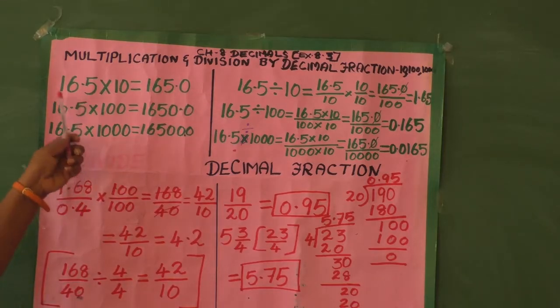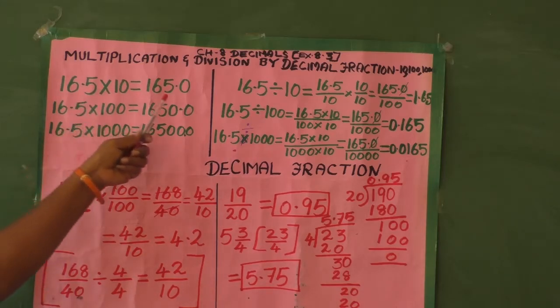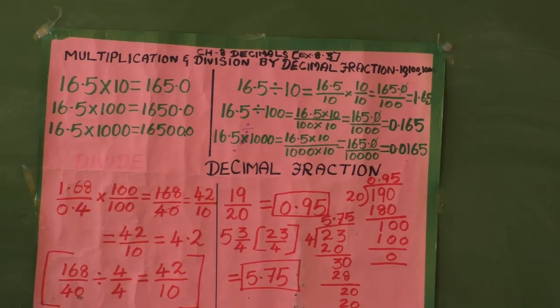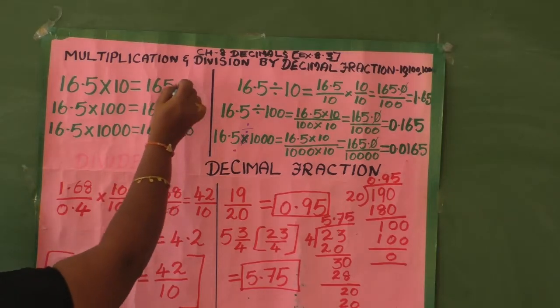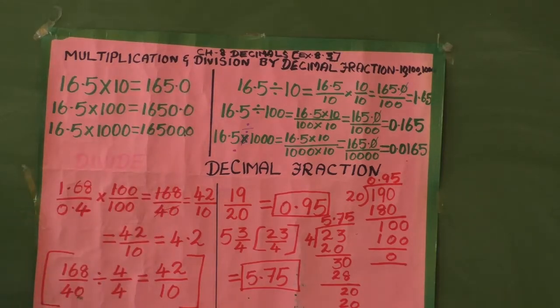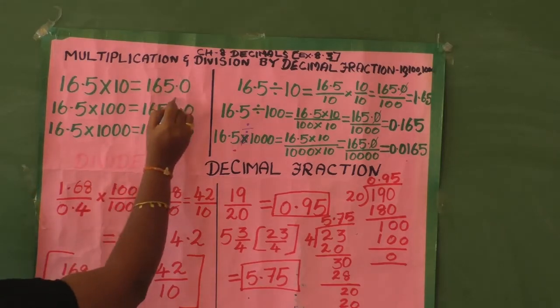Then after multiplication you have to check the decimal point. How many decimal points are there? Here after one place they keep the decimal point. So you have to keep the decimal point here. Okay. So the answer is 165. After the decimal point, if you have any 0, there is no value for that 0. You just remove it. Okay. So the answer is just 165 only.